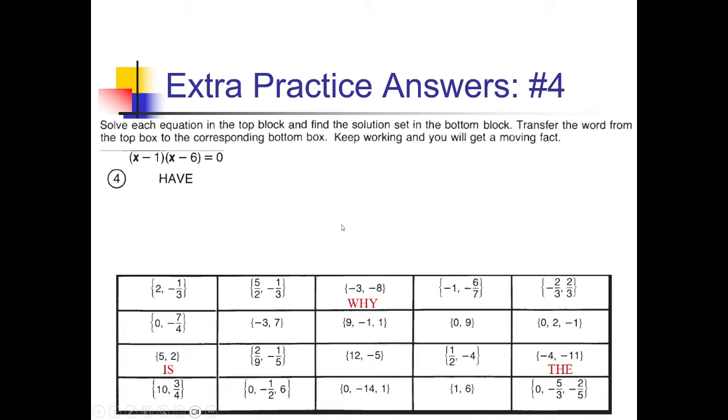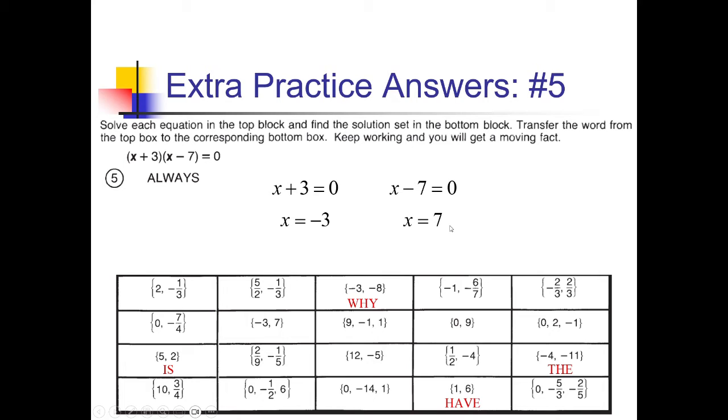For number 4, let me set x minus 1 equal to 0 and also x minus 6 because these are still already factored. So adding 1 gives me 1 for an answer. Adding 6 over here gives me 6. So I have 1 and 6, which is down here toward the bottom. So that's going to be the word have. For number 5, let me set x plus 3 and x minus 7, each individually equal to 0. So now I have to subtract 3. That gives me x equals negative 3. And here I have to add 7, giving me 7 for that answer. So negative 3 and positive 7, where do I see that? Right here. So that's going to be the word always going there.